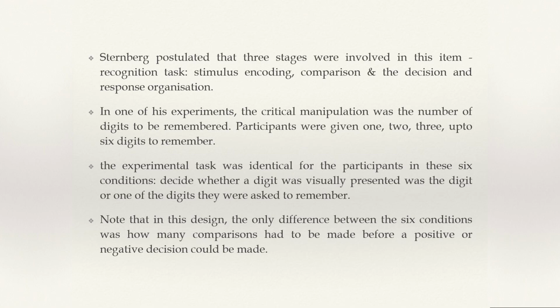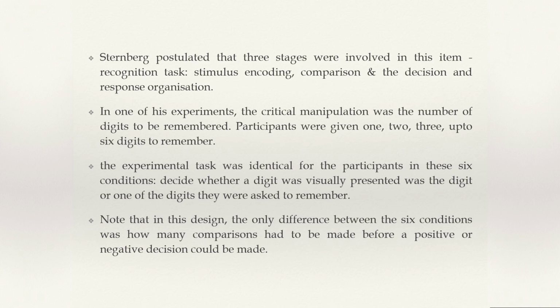Now, in one of Sternberg's experiments, the critical manipulation was the number of digits to be remembered. So he would be giving them some digits earlier, before they go into this experiment. Sometimes the digits were 1, sometimes they were 2, sometimes they were up to 6. Now, the experimental task in which he was measuring reaction times was identical for the participants in these 6 conditions. The task is exactly the same. You have to see whether this digit was presented earlier or not. In this design, the only difference between the 6 conditions is how many digits were presented earlier.